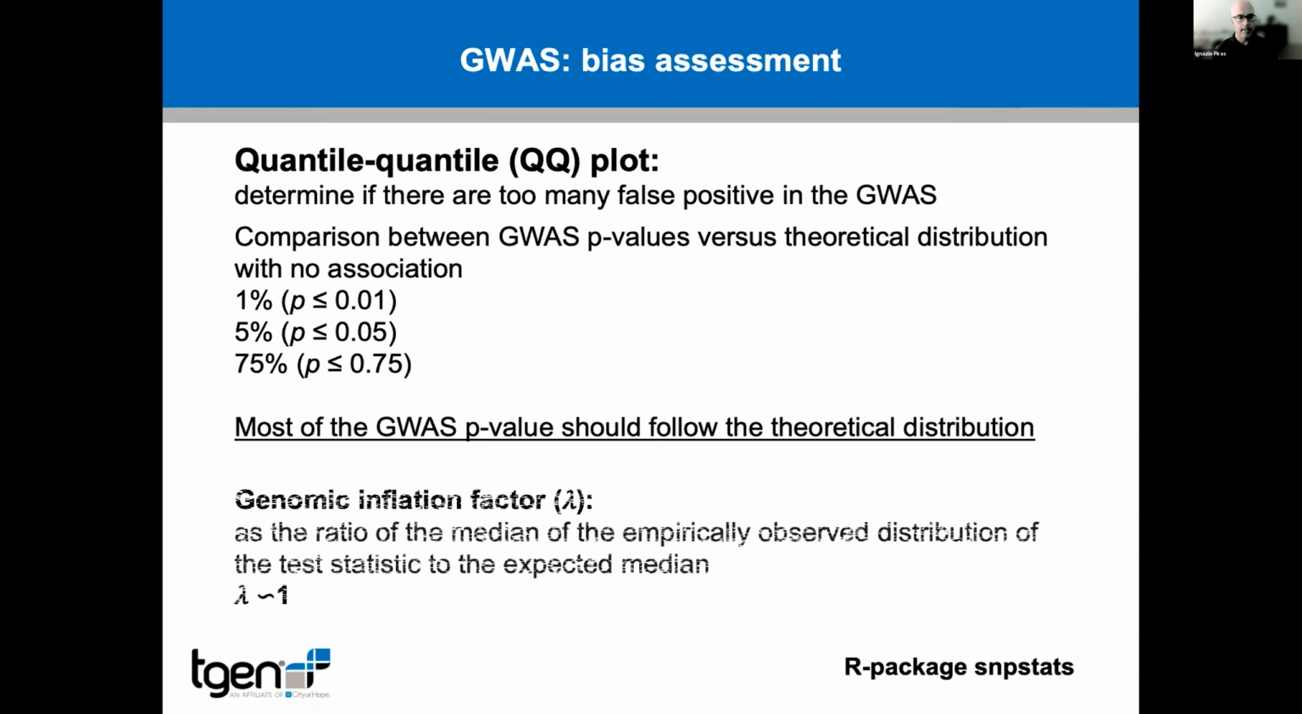I will show you after this slide how we can quantify visually how much bias there is. And this is the second method that is basically related, because in this case, instead of using the p-value, we use the test statistic. So we compare the observed distribution versus the expected distribution. This inflation factor should be close to 1 to demonstrate the absence of bias.